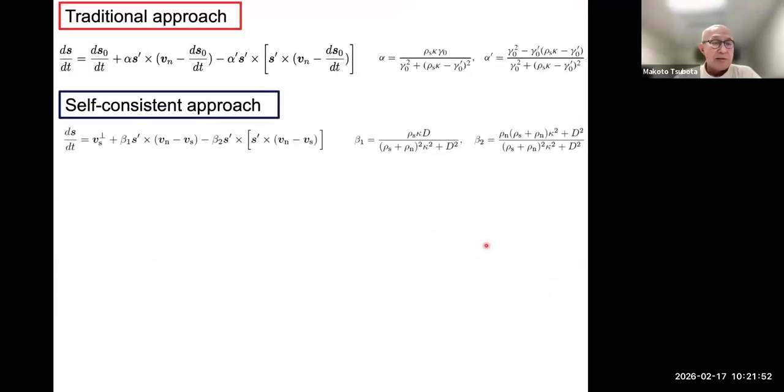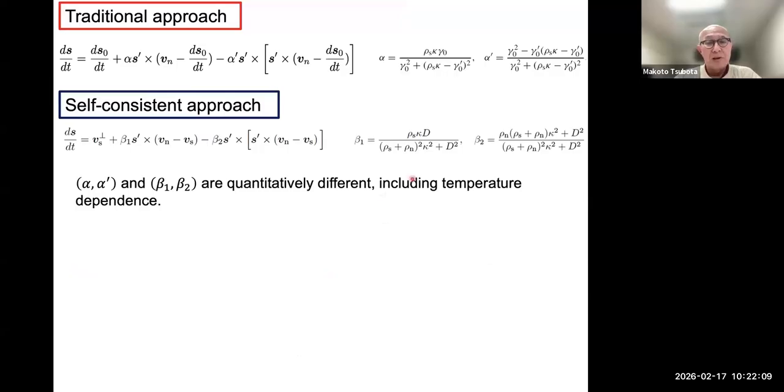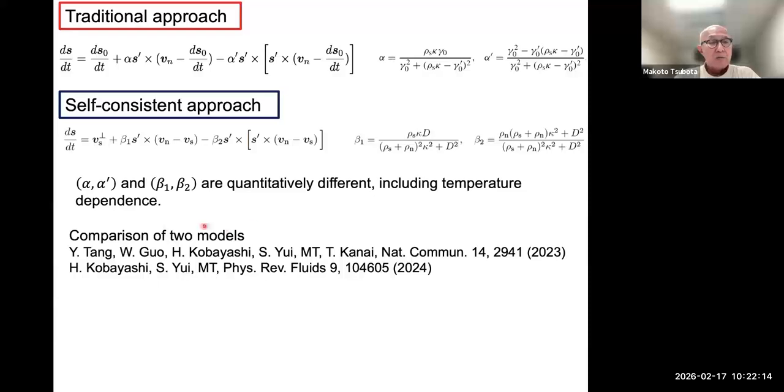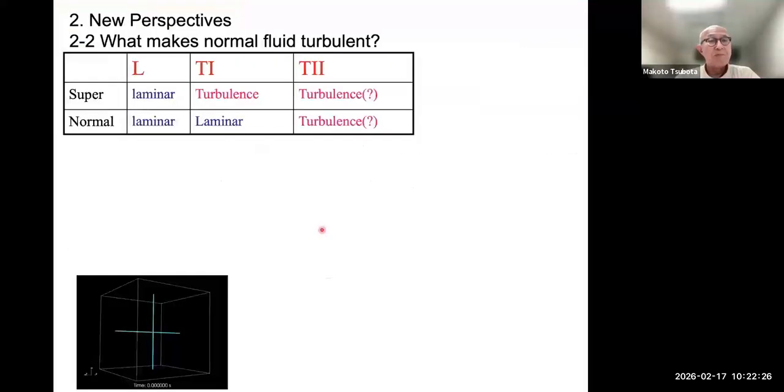So here I will briefly compare these two approaches. This is the traditional approach, and this is the self-consistent approach. The equations of motion are almost similar, but the amplitude of the mutual friction coefficients and their temperature dependence differ. So it's very important to make the comparison. Some comparisons of these two models are discussed in these papers, but this detailed comparison is beyond the scope of my talk today. So let me skip here.